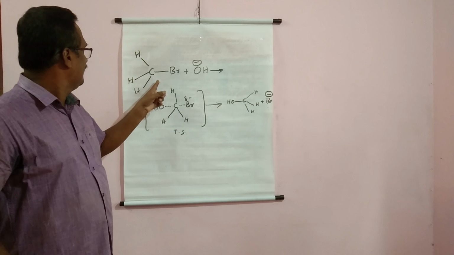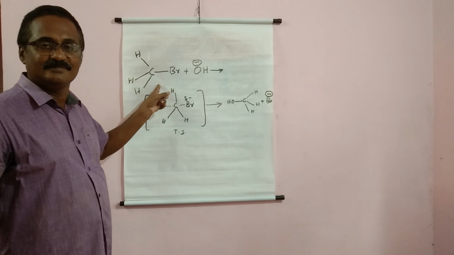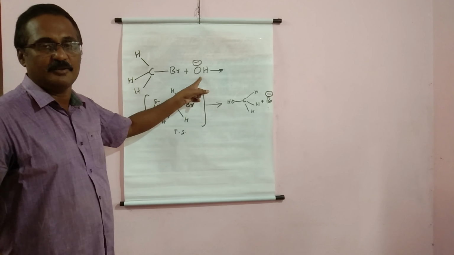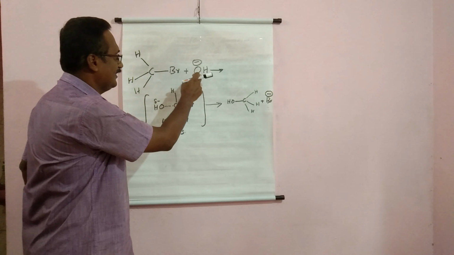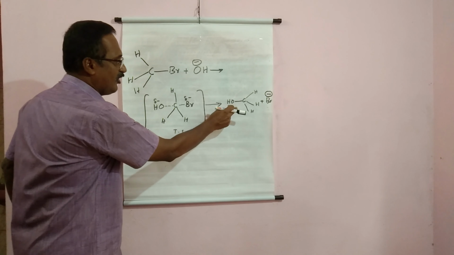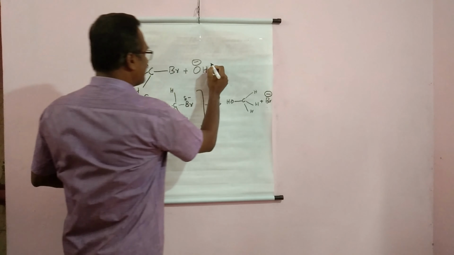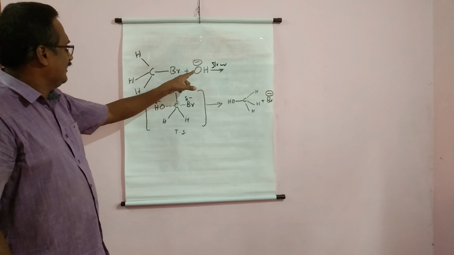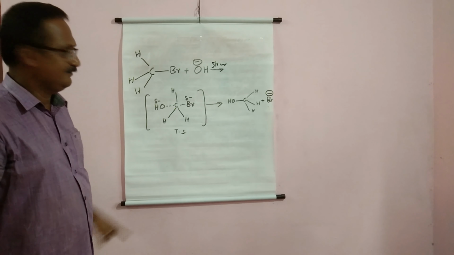Look at the nucleophilic substitution reaction of methyl bromide. Let us consider the reaction of methyl bromide with OH minus ion. Here methyl bromide is the substrate, OH minus is the nucleophile. The final product is methanol. Here, the slowest step or the most important step is the attack of the nucleophile OH minus on methyl bromide.